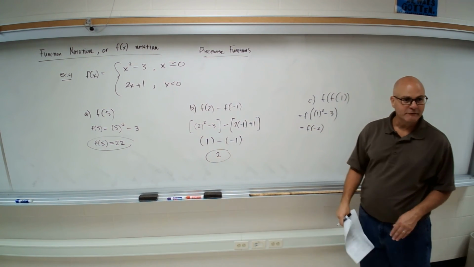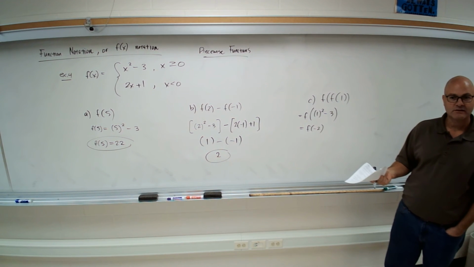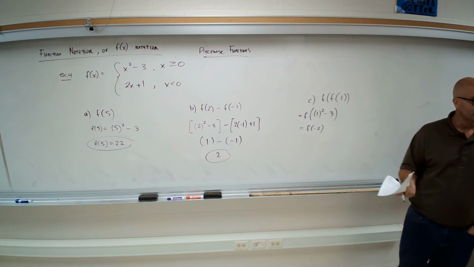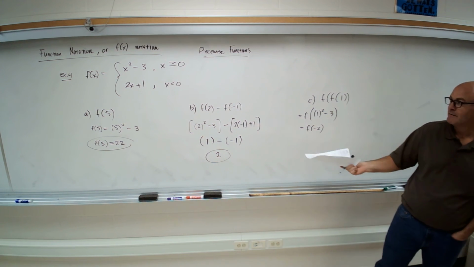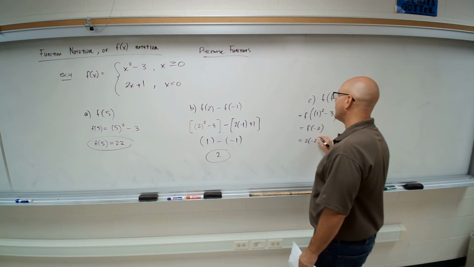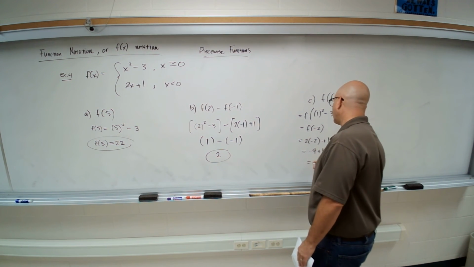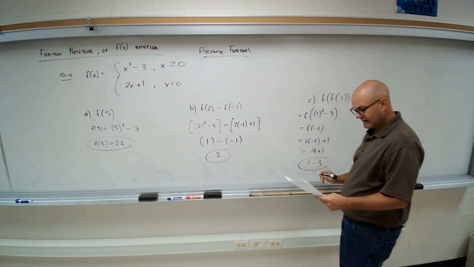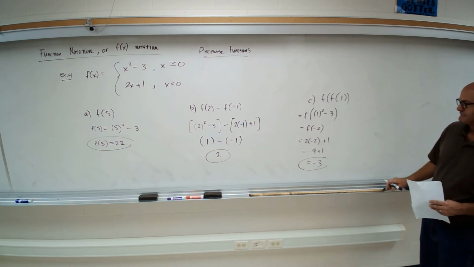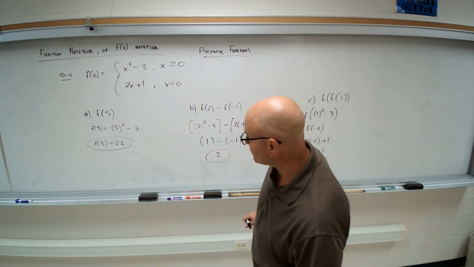Here's where you have to be careful. If we do f of negative 2, do we use the top or the bottom equation? We use the bottom, right? Because that's where it's defined, because negative 2 is less than 0. So 2 times negative 2 plus 1, negative 4 plus 1 would give us negative 3. And that's a piecewise function.